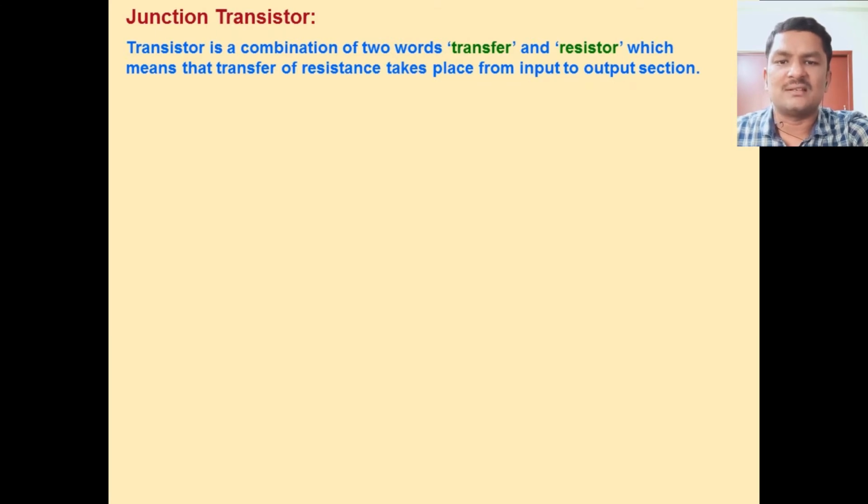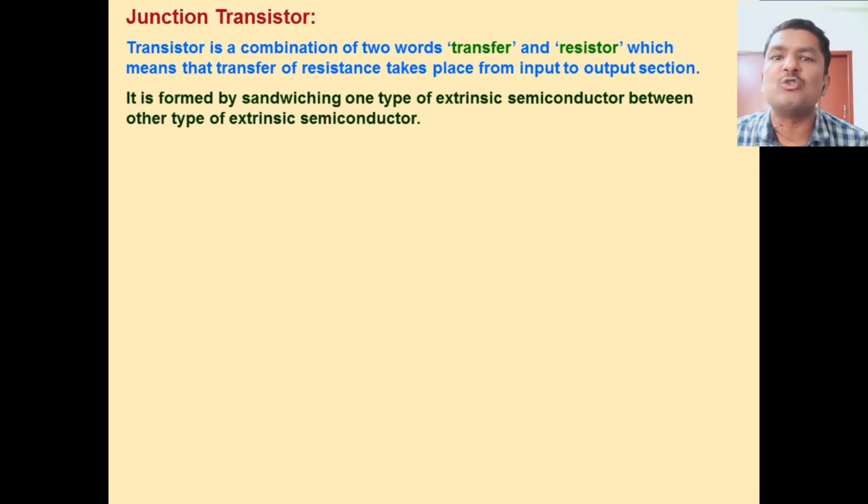What is meant by a transistor? A transistor is a combination of two words, transfer and resistor. Transfer of resistance. Transfer of resistance takes place from input to output section. Transistor is nothing but transfer of resistance.